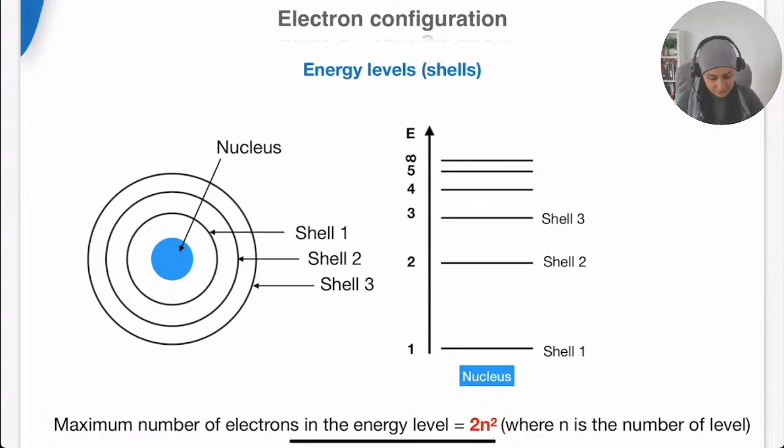Okay, electron configuration. So we looked at the nucleus. We said that there are protons and neutrons, and we learned how to calculate them. Now let's look at electrons. Electrons are arranged in shells. Shell 1 is closest to the nucleus and has the lowest energy. Shell 2 is further, shell 3 is even further. And we know that there are shells from the emission spectrum. So we have experimentally shown that that's how the atom looks and works.